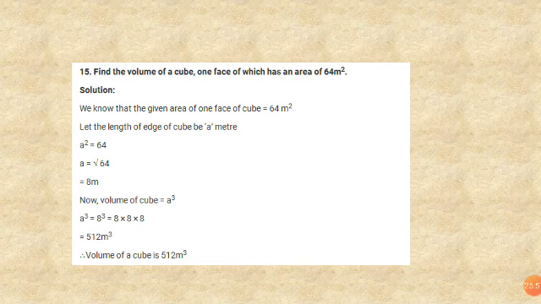The volume of a cube is a cube. The first thing is the length a in meters. Since area is a square, take a square equal to 64 and use the inverse operation: a is equal to root 64, which is 8 meters. So the volume of the cube is a cube, 8 into 8 into 8, which is 512. The volume of the cube is 512 meter cube.